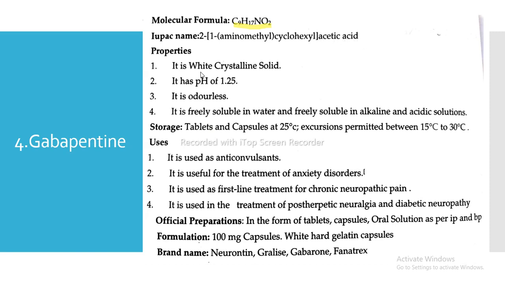Next is the properties of gabapentin. It occurs as a white crystalline powder, or in a solid form. Its pH is 1.25. Next is the odor. It is odorless. It does not have any kind of smell. Next, it is freely soluble in water and freely soluble in alkaline and acidic solutions. In both it is freely soluble.